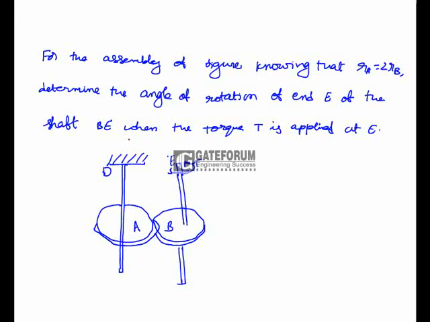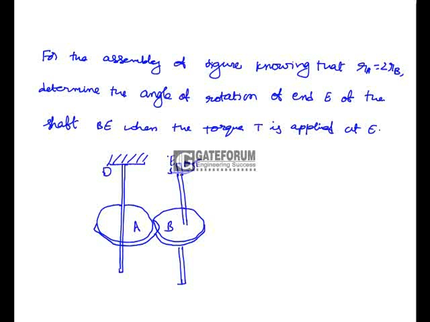For the assembly of the figure, knowing that RA is equal to RB, determine the angle of rotation of end E of the shaft BE when the torque T is applied at E. So here we'll have to find the angle of twist of the shaft BE at the end E.